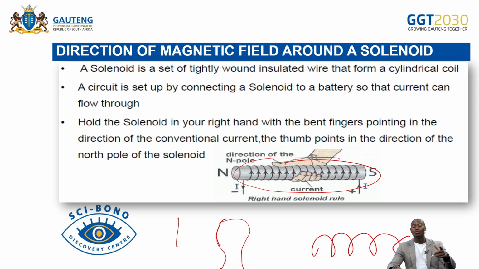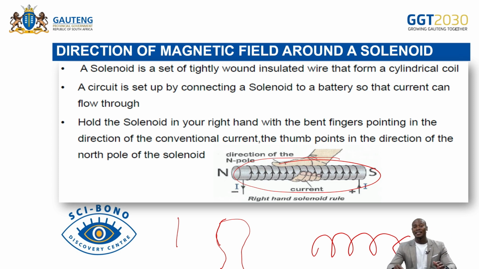Sometimes they won't write it in words. They will just use a cross to say the current is into the page. If it's out of the page, they can write it in words, or they can just give you a dot. When they give you a dot, they assume that you already know that a dot represents the current out of the page. Dot out of the page, cross into the page. I hope it's clear.